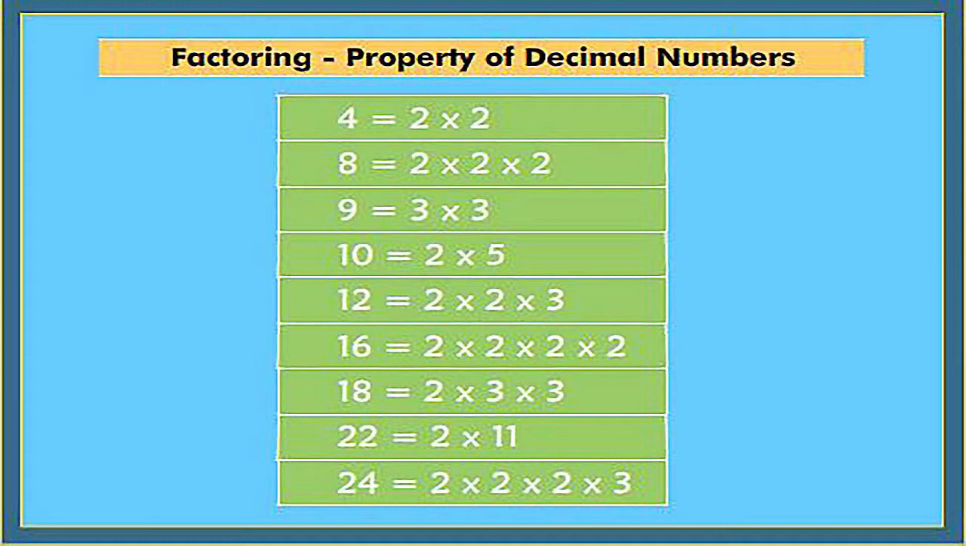Any number can be broken into the multiplication of a smaller number, prime numbers. This is called factoring. You see that 4 is the same as 2 times 2.